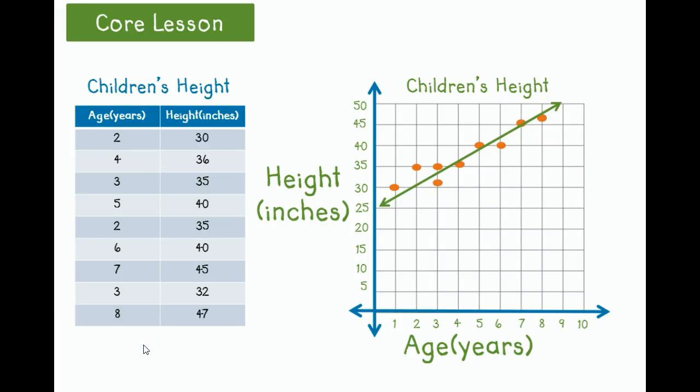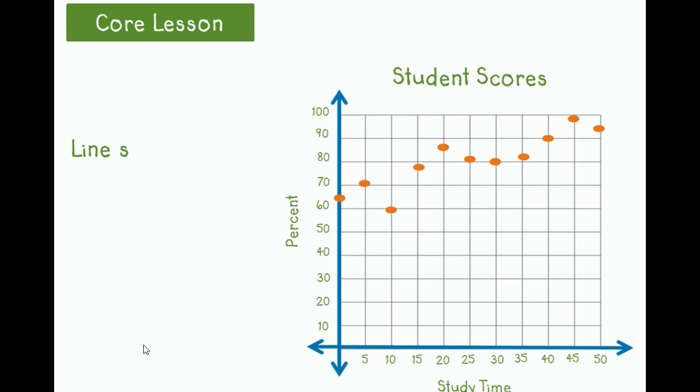This line is known as a line of best fit. We can use this line to help show the pattern of the relationship between a child's age and a child's height. A line of best fit should extend all the way across the graph. On this scatter plot, my line of best fit is not big enough. I want my line of best fit to go from one side of the graph to the other. There. That's a better line of best fit.